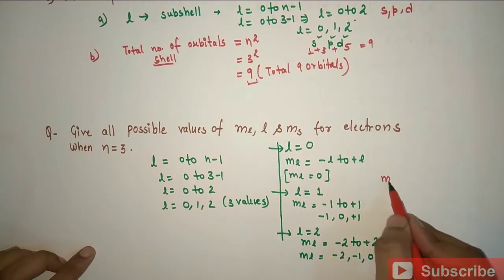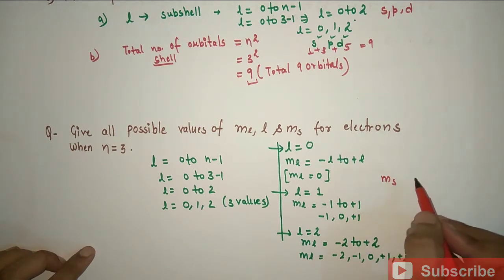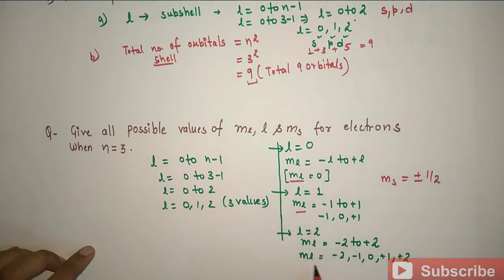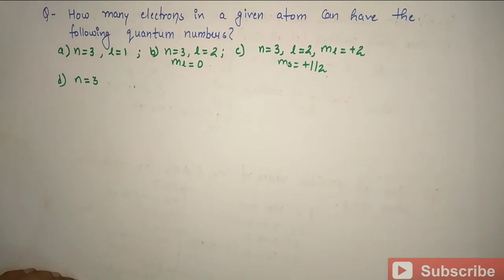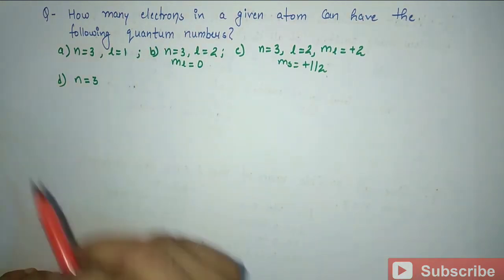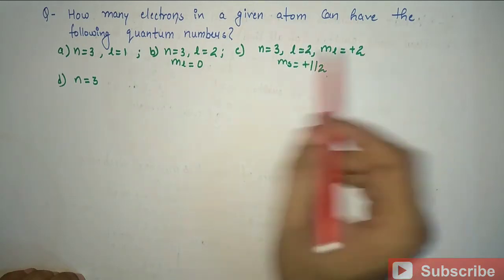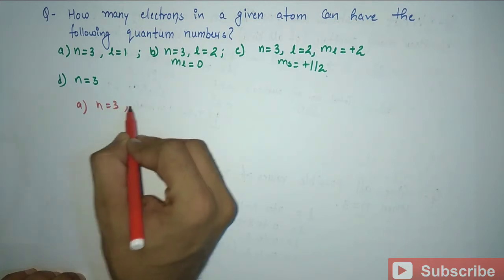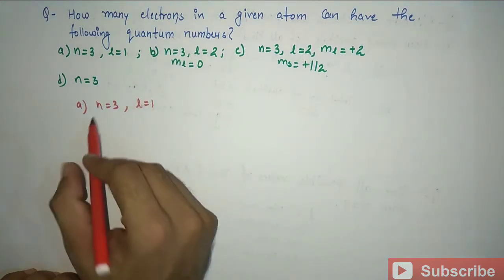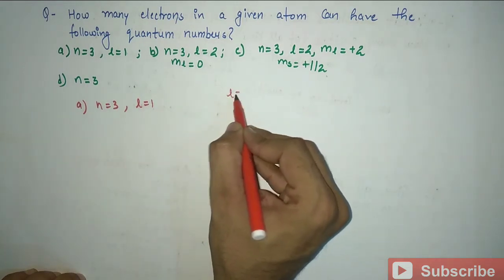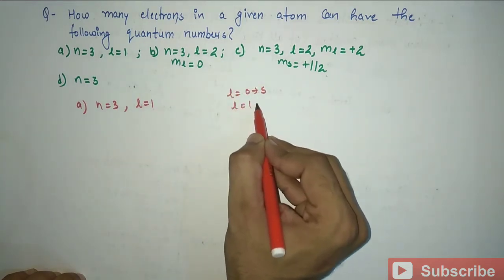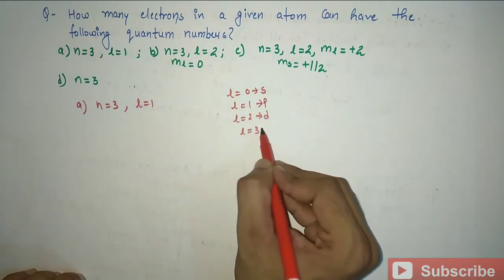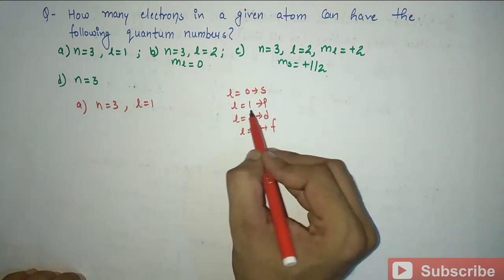And the value of ms, that is the magnetic spin quantum number, is plus minus half for each value of ml. Now the next question is how many electrons in a given atom can have the following quantum numbers. The first case is when n is equal to 3 and l is equal to 1. Since l is equal to 0 for s, l is equal to 1 for p, l is equal to 2 for d, and l is equal to 3 for f, l is 1 for p.